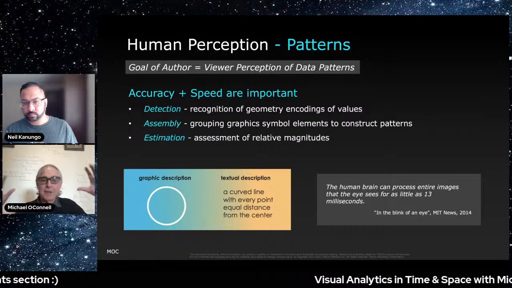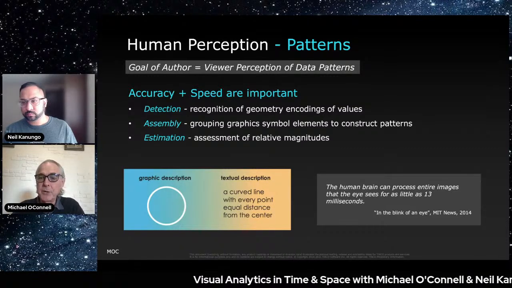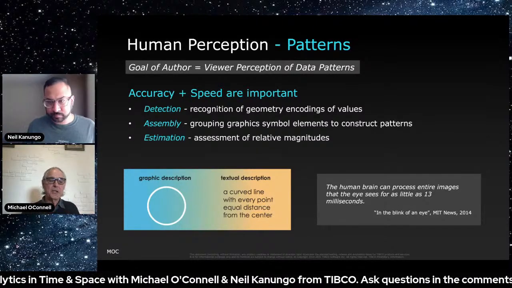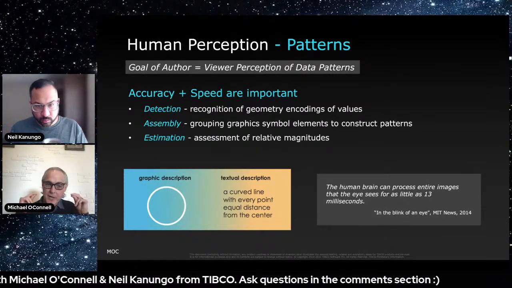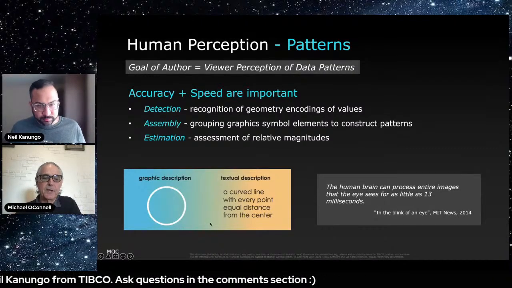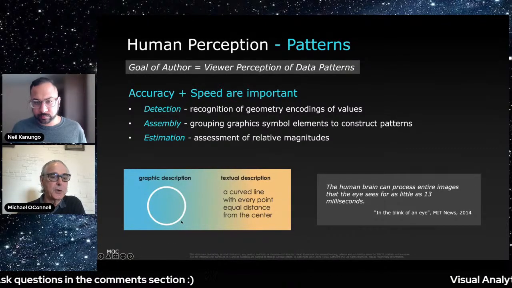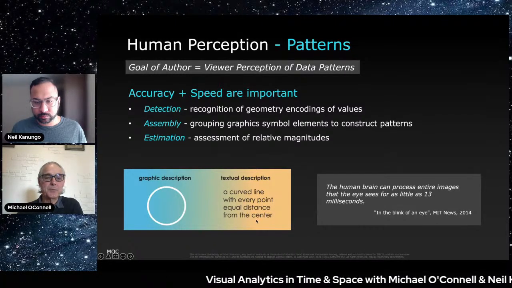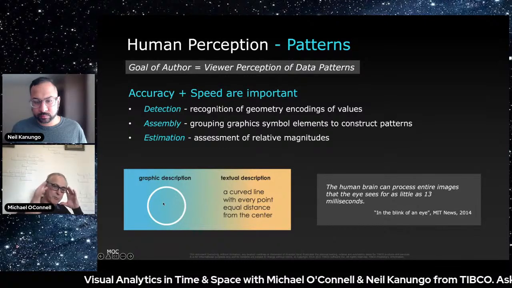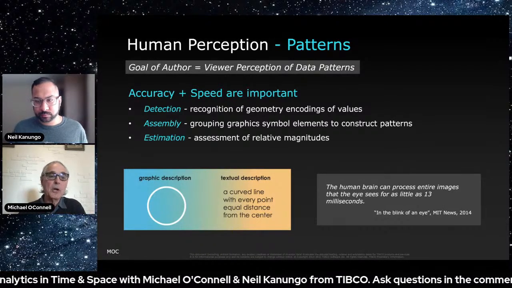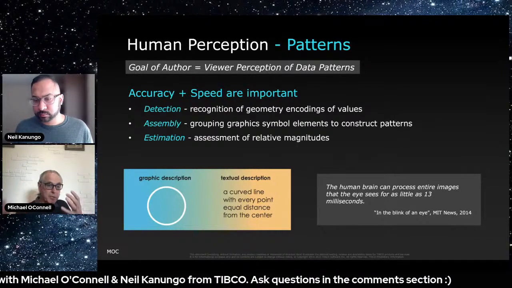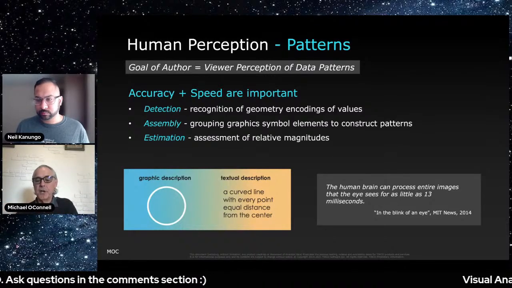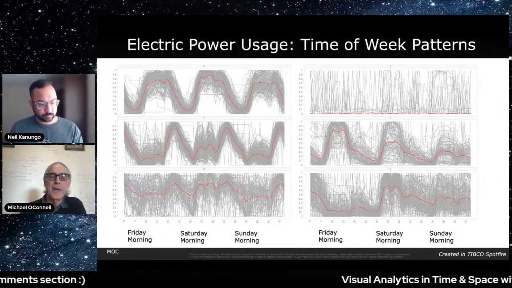Now, this all happens in microseconds. The human brain can process entire images that the eye sees in as little as 13 milliseconds. So when you come to a graphic, you can communicate a lot of information right away. The figure at the bottom emphasizes that you can see a circle immediately on the left, while reading the description, a curved line with every point equal distance from the center, takes a long time to process. But your brain and eye can just immediately see that symbol. So you want to put out symbols in a way that you can get comparisons and insights, all the way from estimation to inference to insight. We spoke last time about that.